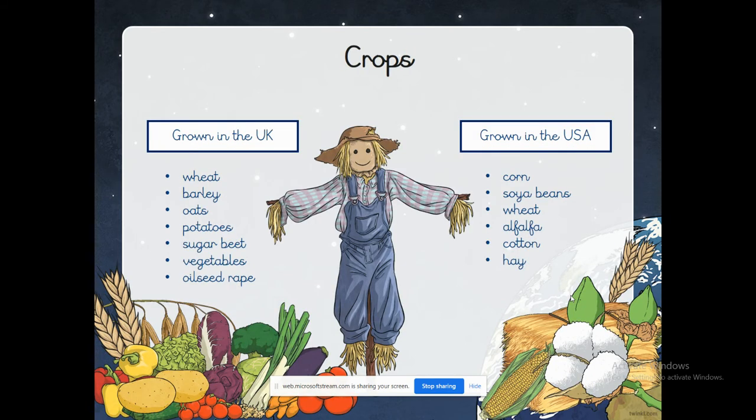Now, this just gives you some other examples of crops that are grown in the country in both the UK and the USA. We tend to farm very differently, and you can see some of the things that they grow in America. How many of those things have you heard of before? Or how many of those things have you had in the house? Corn, soybeans, wheat, alfalfa, cotton, hay.